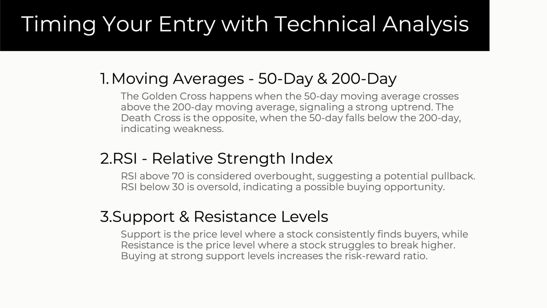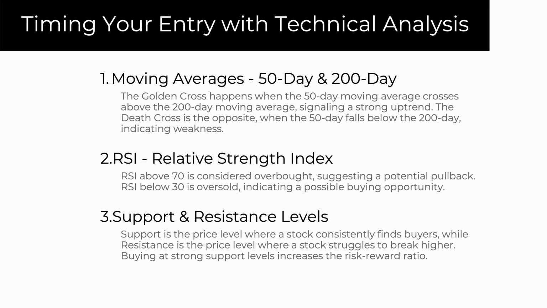RSI, Relative Strength Index. RSI above 70 equals overbought. Possible pullback coming. RSI below 30 equals oversold. Potential buying opportunity. Support and resistance levels. Support: the price level where a stock consistently finds buyers. Resistance: the price level where a stock struggles to break higher. Buying at strong support levels increases your risk-reward ratio. Key takeaway: technical analysis helps you time your entry to maximize profit.